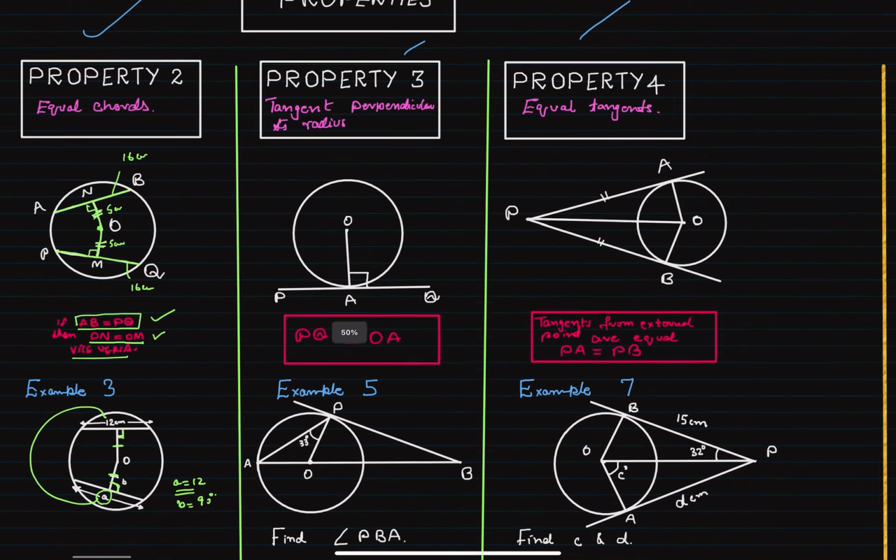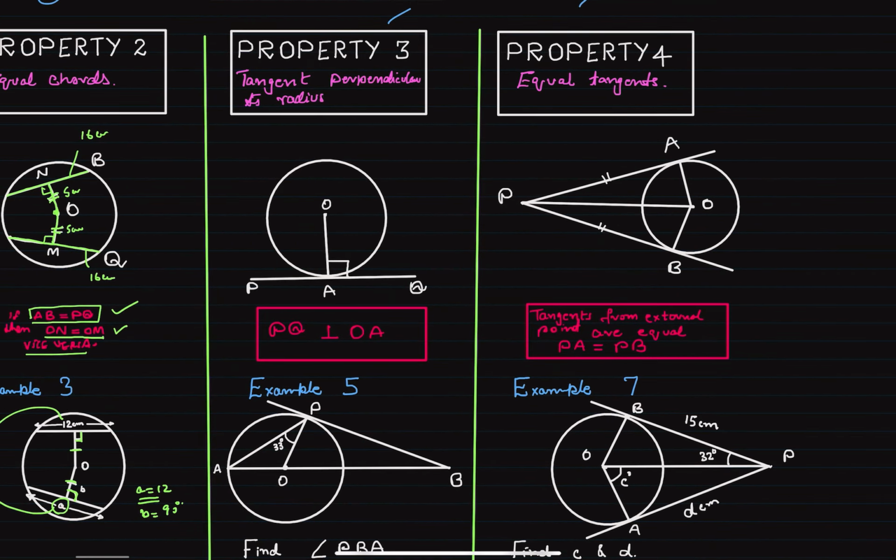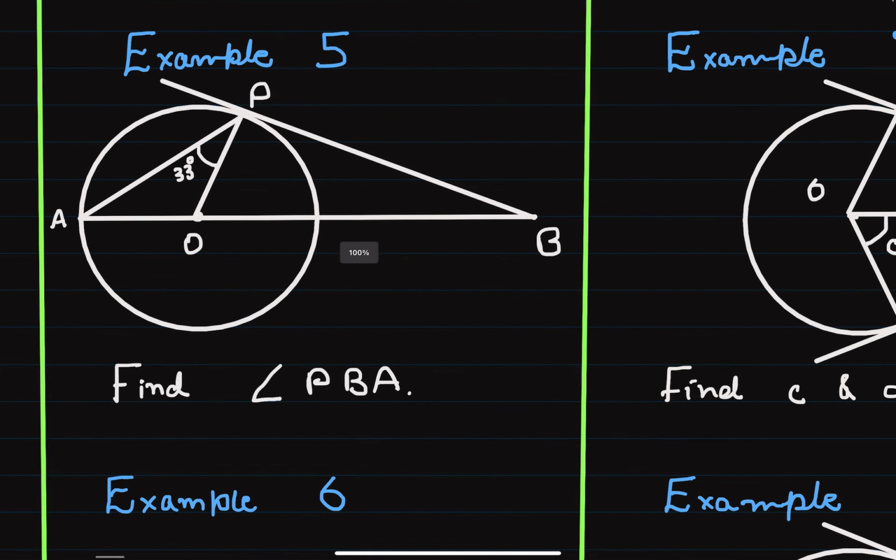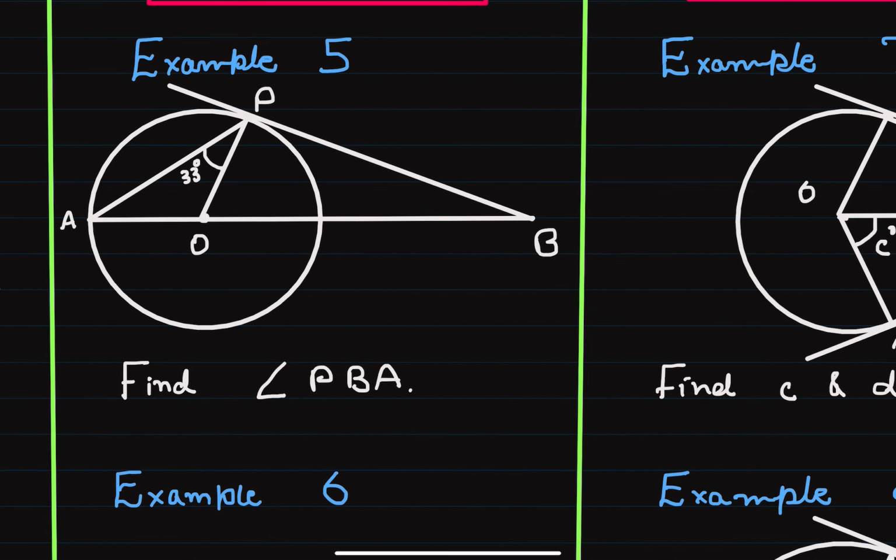Symmetric property number 3: the tangent is perpendicular to the radius. The relation between the tangent and the radial segment is always 90 degree, right? Tangent is always perpendicular to the radius. Now look at this example, example number 5.